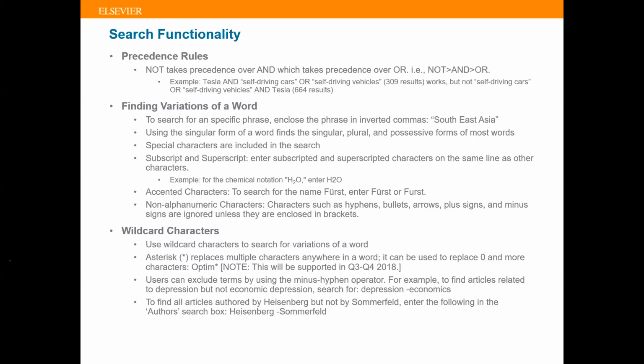So you can also look for variations of a word. If you want to look for a specific phrase, you can include the phrase in open inverted commas, such as "Southeast Asia". You can use the singular form of a word, which finds the singular, plural, and the possessive form of most words. You can also type in special characters within the search itself.